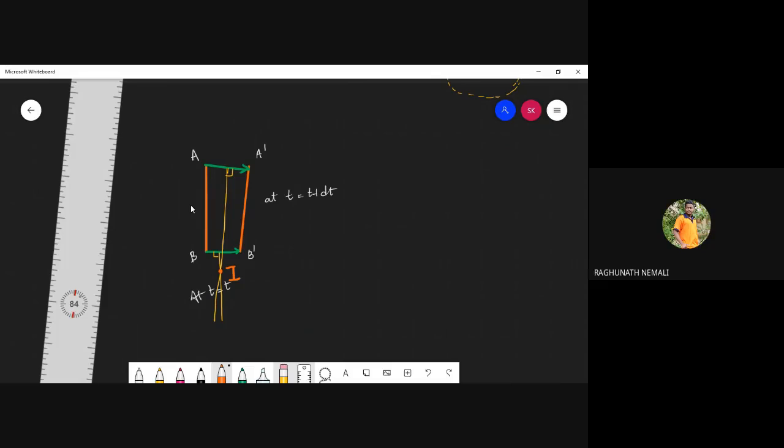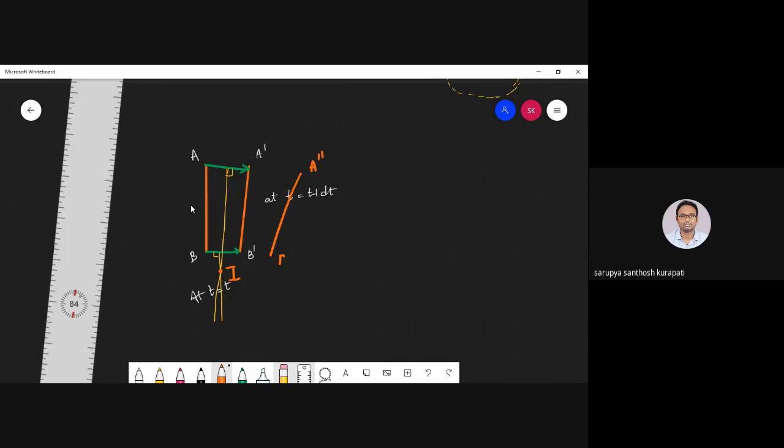Apart from I, if you stand at any other point, and in space you have infinite points, you won't see a pure rotation. Only if you stand at point I can you observe a pure rotation. Similarly, after another time interval, suppose this link has moved from A dash to A double dash and B dash to B double dash.